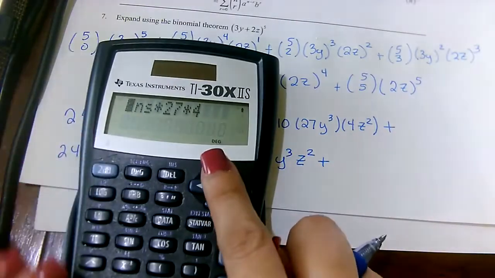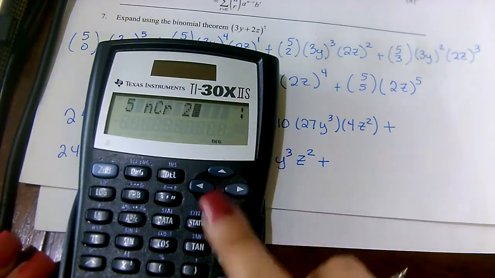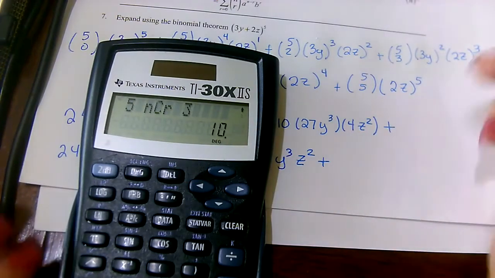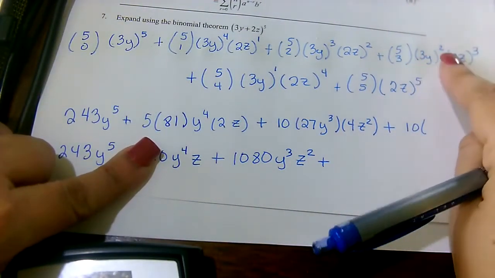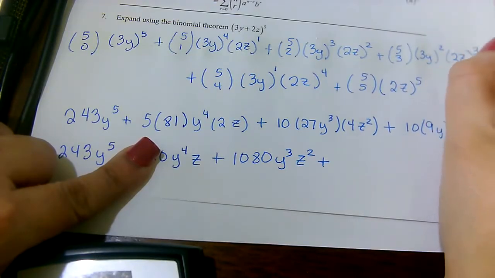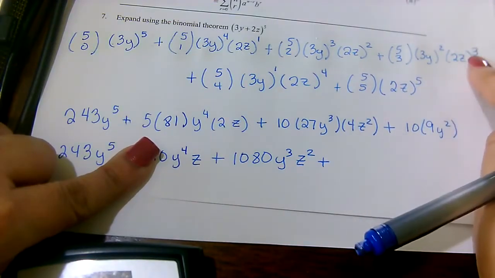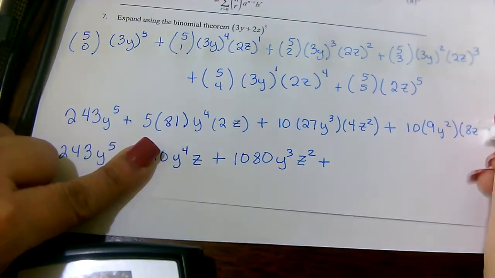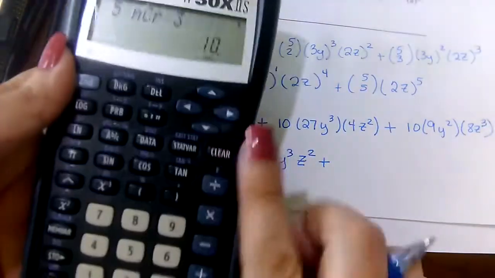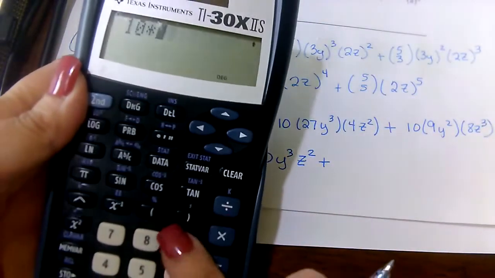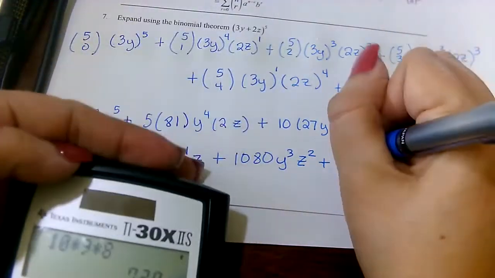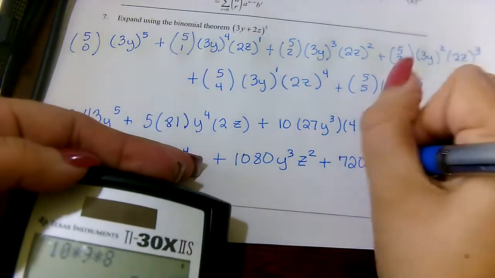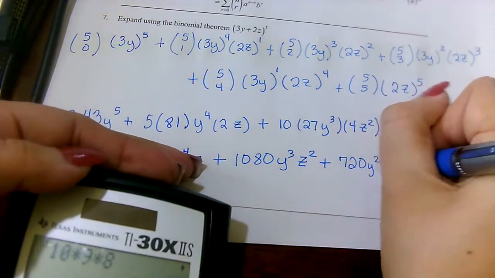5 choose 3, go back up. Here we go. 5 choose 3. We get 10 again. Remember, it's going to repeat. So we're going to go ahead and do 10. 3 squared is 9y squared. And then 2 to the 3rd is going to be 8. And then you have z cubed. So let's do those together. 10 times 9 times 8. We get 720. So here I'm going to have plus 720 y squared z to the 3rd.